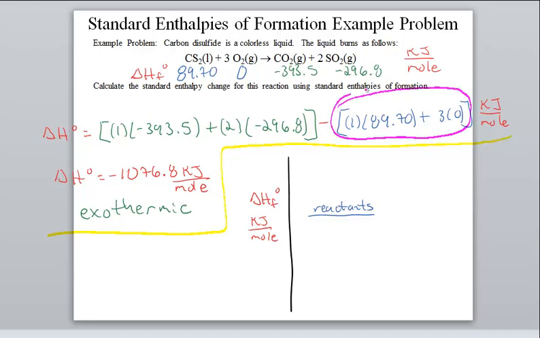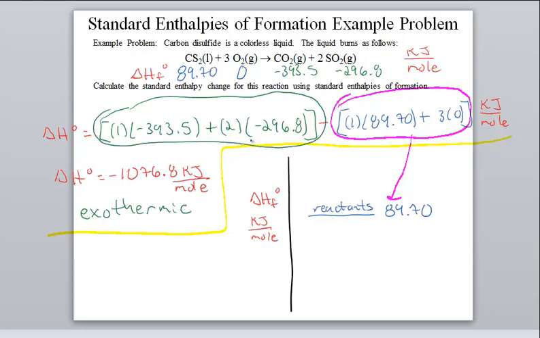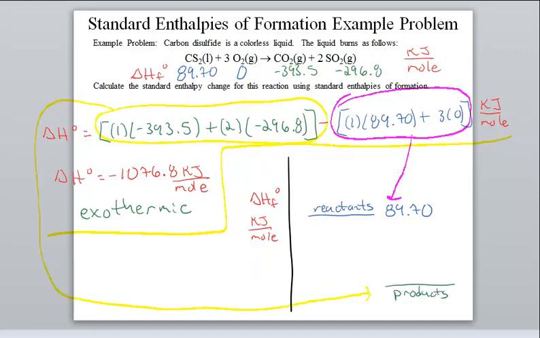So here's the sum of the potential energies for the reactants. We're starting at a positive 89.7, so we'll put that number in there. The products are at a lower enthalpy, and that exact number is the sum of all the standard enthalpies of formation of the products. So we'll use that number and write it down here.